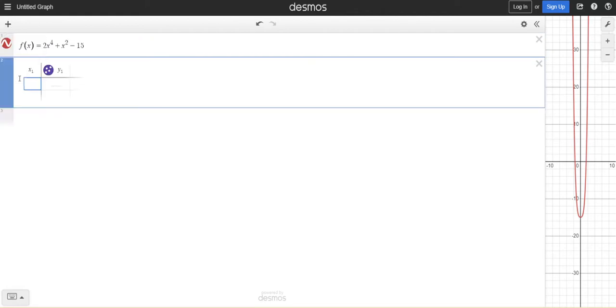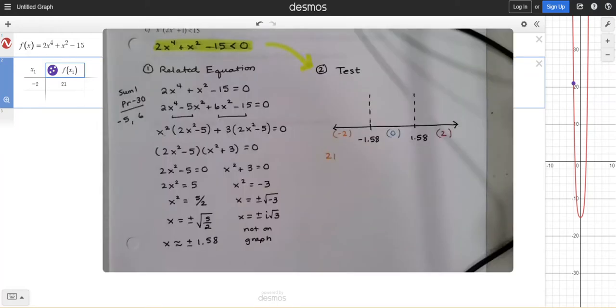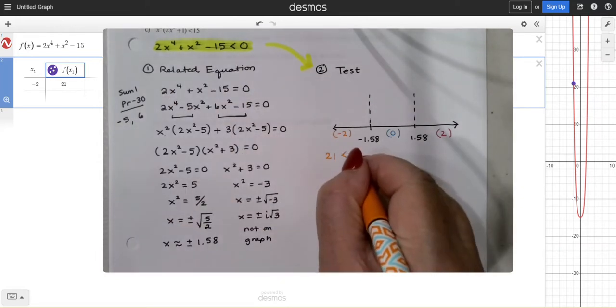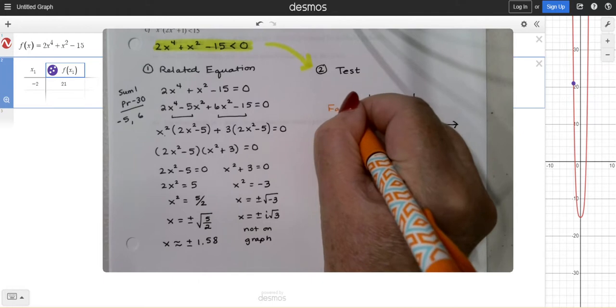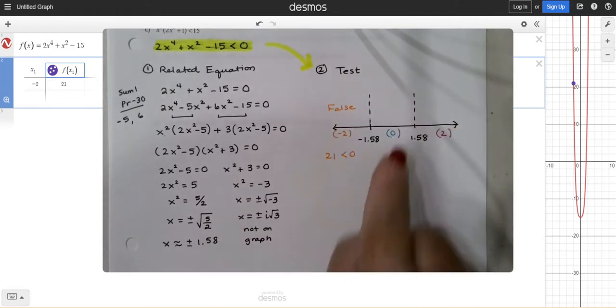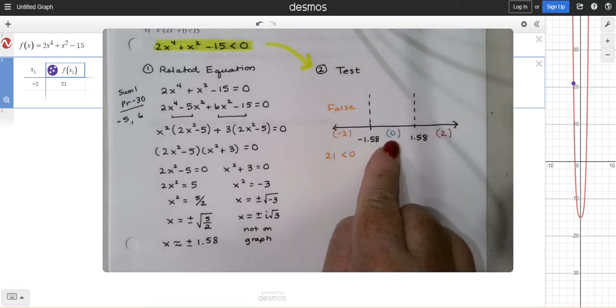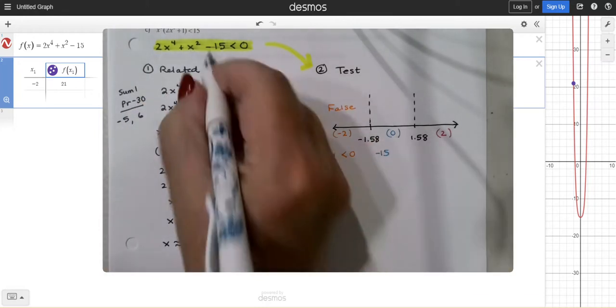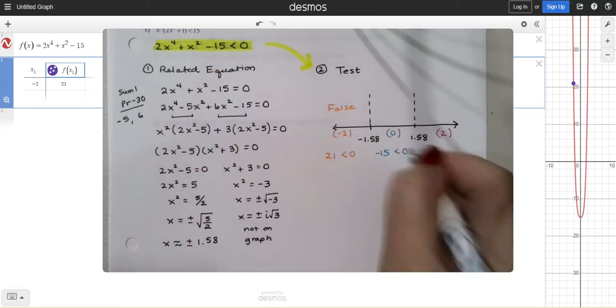And my first test point was going to be negative 2. Oops, I forgot to tell Desmos to do f of x1. There we go. Negative 2 gives me an output of 21. And my goal was to have this be less than 0. So certainly false. My next test value is 0. That one I can kind of do in my head. If I put in zeros, I'm just going to be left with negative 15 is less than 0. And that's true.